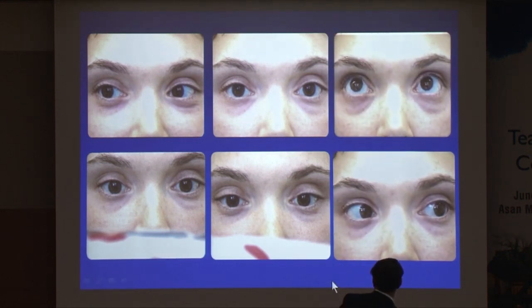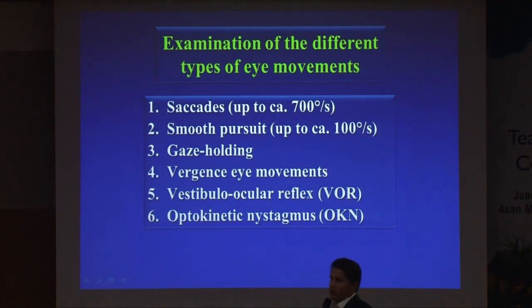Okay, so to summarize, there are different types of eye movements and they have to be systematically examined. First, saccades, very quick eye movements. Smooth pursuit up to 100 degrees per second. Gaze holding is also a function by itself. Divergence eye movements, if they're impaired, also show a dysfunction in the midbrain. The vestibular ocular reflex we already talked about. The optokinetic nystagmus is a combination of smooth pursuit and saccades.